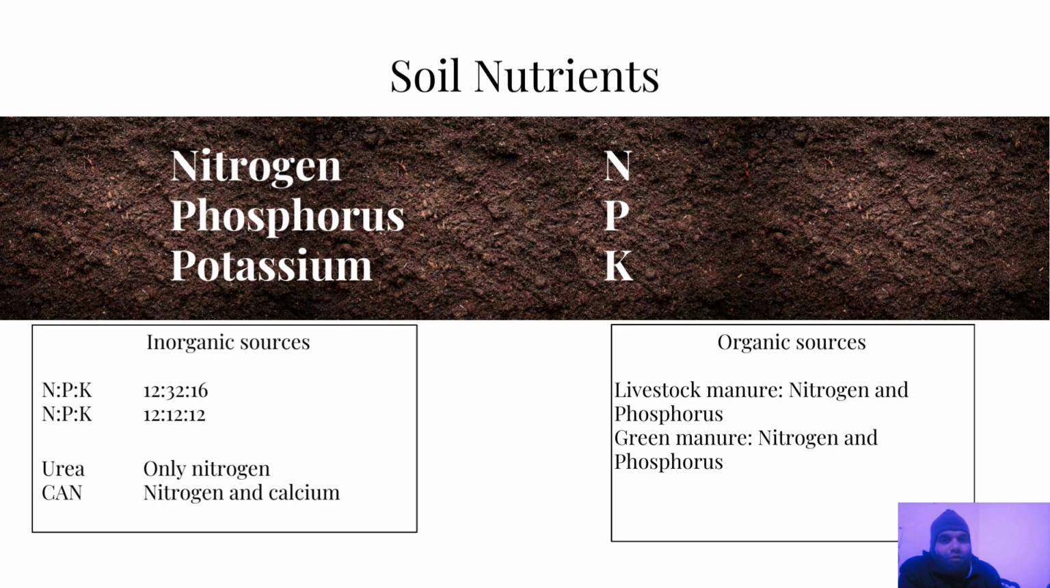We also use a large amount of organic sources. These have an additional benefit apart from actually giving NPK to the soil. They also impart a certain structure. They allow the soil to retain moisture if it is dry, and they allow soil to drain moisture if it is clayey. So there are several sources of manure. One is livestock, which are the animals that we keep, and the other is something we call green manure, which we will look at a little later.